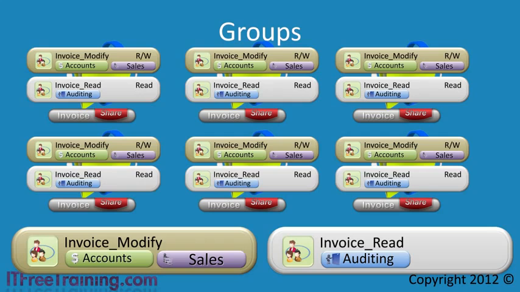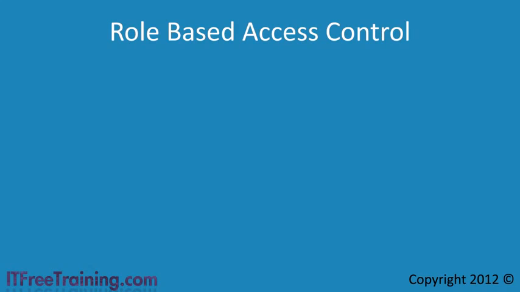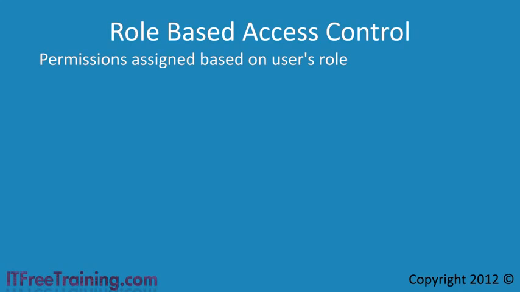Also, if someone were to ask who had access to the invoice share, you simply need to look at which users are in the Invoice Read and Invoice Modify groups. Configuring access like this is called role-based access control. When using this approach, permissions are granted based on the role the user has in the organization. Users are not assigned permissions directly using this approach.